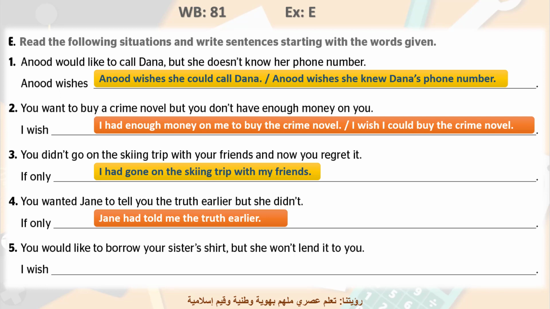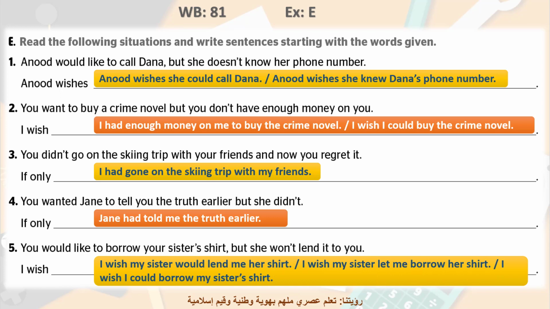Number five, you would like to borrow your sister's shirt, but she won't lend it to you. I wish. Here we have three versions of answers. I wish my sister would lend me her shirt, because this could be a request. Or, I wish my sister let me borrow her shirt. Okay. And finally, I wish I could borrow my sister's shirt.